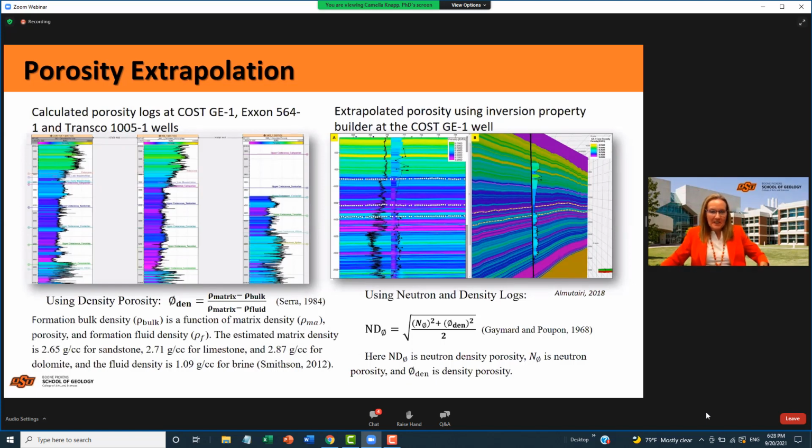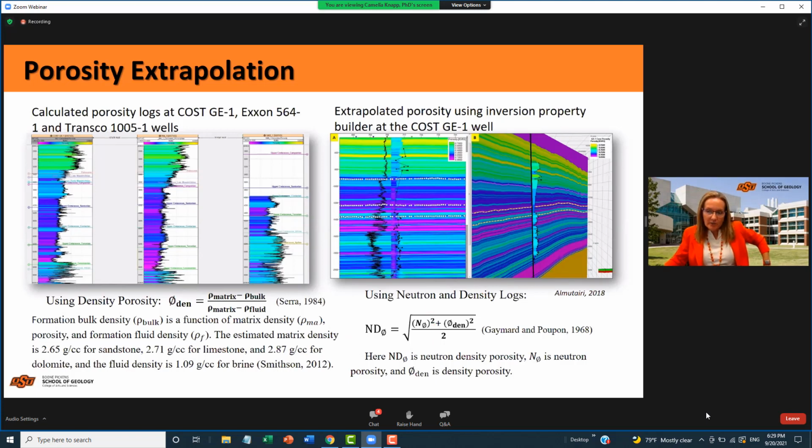Going through the workflow, furthermore, the porosity was calculated at the wells, extrapolated with QC to the available core data that we had from the CAS G1 well. And here on the left, we show calculated porosity logs from the CAS G1, Exxon, and Transco. So all three wells that we had for the study, and the extrapolated porosity from inversion at the CAS G1 well only here on the right.